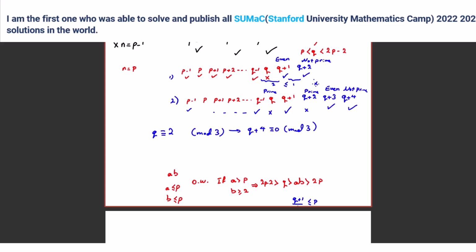Sorry, you're cutting out when you speak. What about now? Is my audio clear now? Yeah, it is now. Okay, I said we proved that q plus 4 is not prime, right?